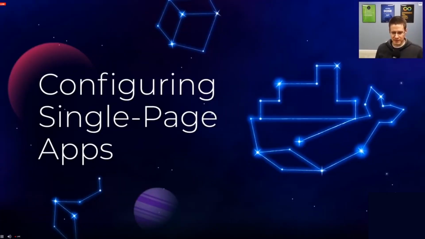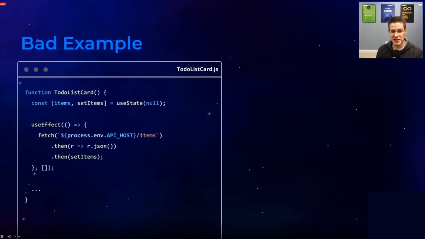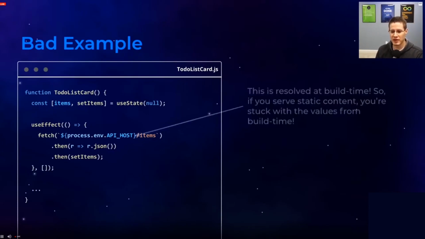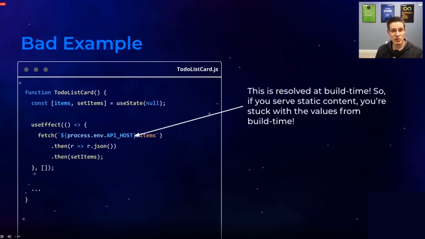So let me talk about configuring single page apps real quick. What I see too often are things like this, where in maybe some React code, it's using process.env.API_HOST. And that means that this will resolve at build time and get swapped in. And so then you're always stuck with whatever API host was at build time, and you can't change that later on.